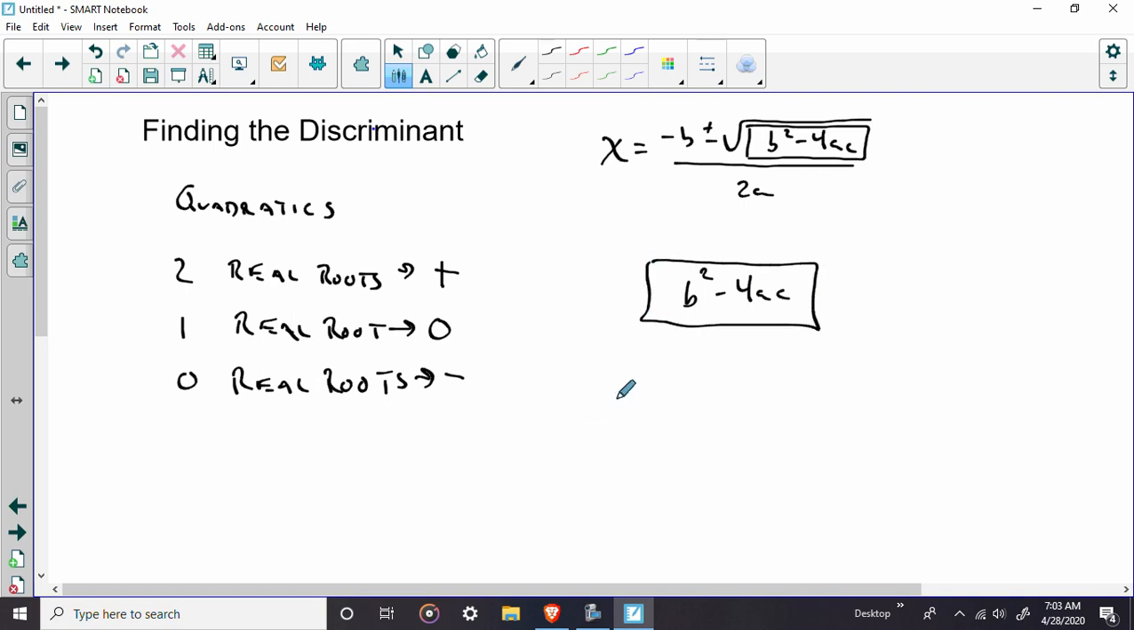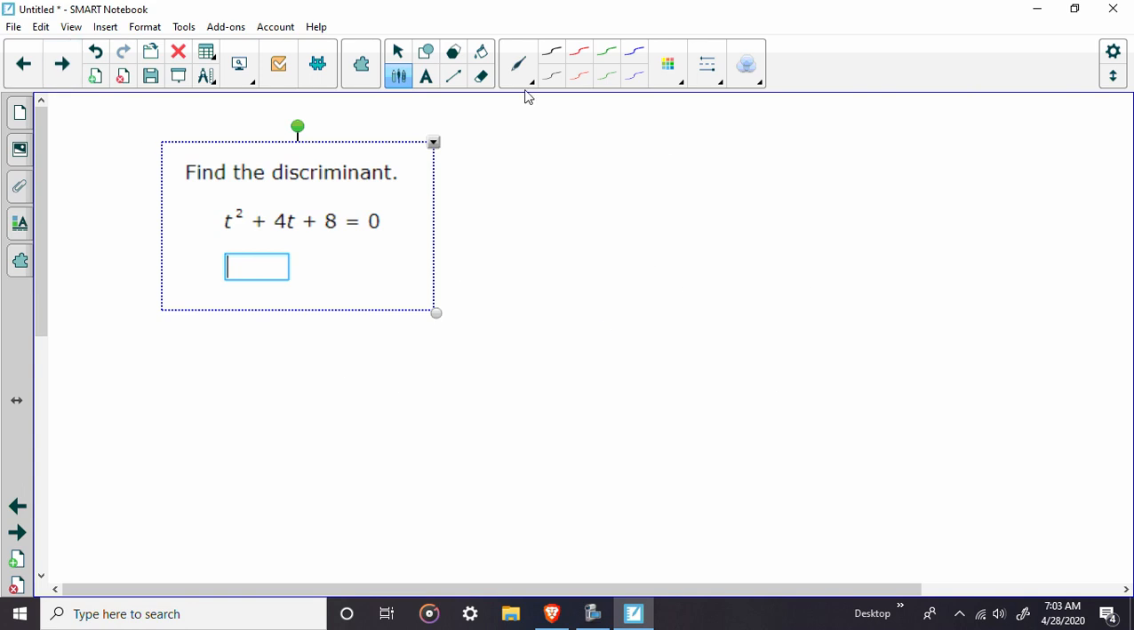And again, if you guys forgot, the form looks something like this. Ax squared plus bx plus c is equal to 0. And we call that standard form. Okay? And so we need to make sure it's equal to 0. A is the coefficient for the x squared, b is the coefficient for x, and c is a constant at the end. Okay? So let's take a look at some answers. Not some answers, some questions.